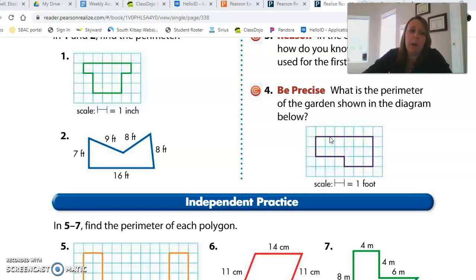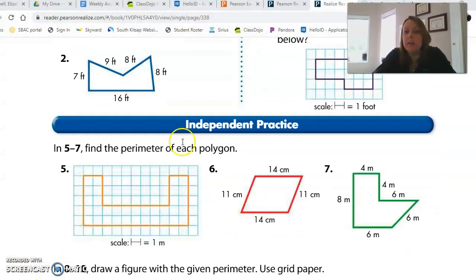This is one of my favorite topics. I'm really excited about it. So remember, when you look for the perimeter of a shape, all you're doing is add up all the sides. Now, there are a couple problems on here in the independent part. These ones here you can do on a paper and pencil.